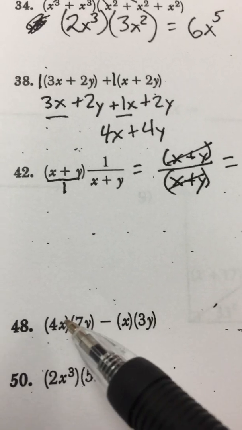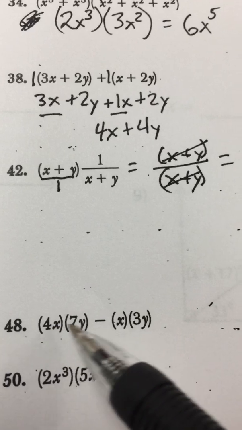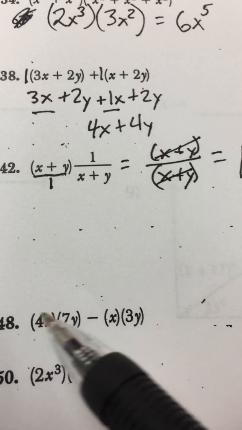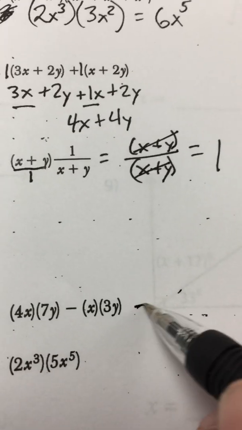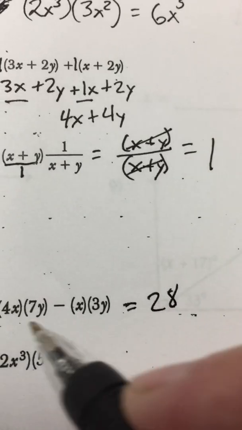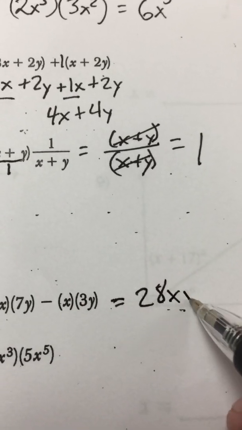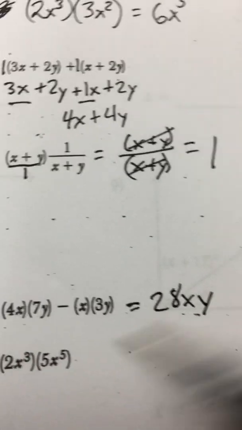So PEMDAS says do multiplication before we do the subtraction. So we're going to multiply these two together first. Remember, multiply the big numbers. 4 times 7 is 28. And then x times y is just xy. I can't actually do anything other than just smush them together, right?